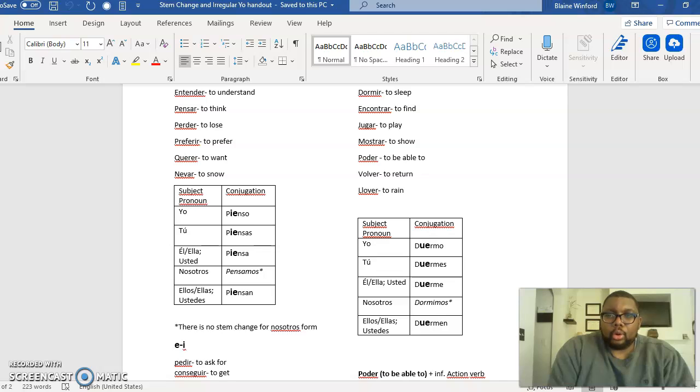Yo duermo. Tú duermes. Él, ella, usted duerme. Nosotros dormimos. Ellos, ellas, ustedes duermen.